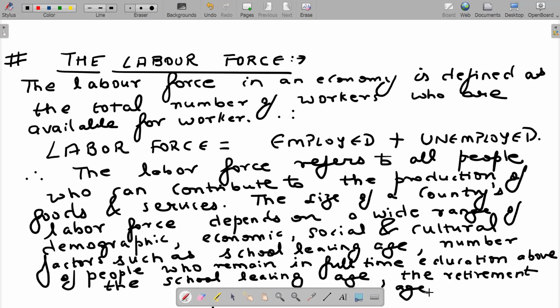Okay, and it also depends upon a very important factor: the proportion of women who join the labor force.